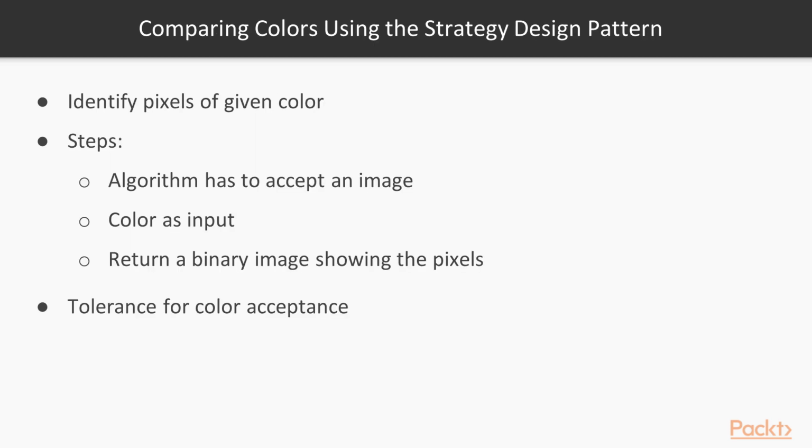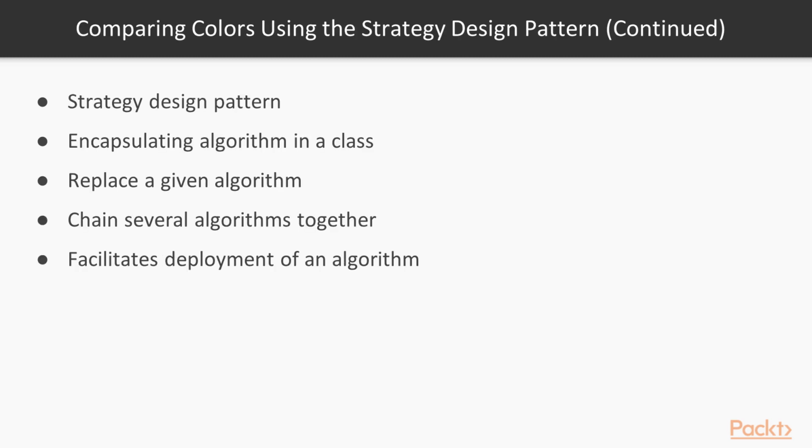Let's say we want to build a simple algorithm that will identify all the pixels in an image that have a given color. For this, the algorithm has to accept an image and a color as input, and will return a binary image showing the pixels that have the specified color. The tolerance with which we want to accept a color will be another parameter to be specified before running the algorithm. In order to accomplish this objective, this video will use the StrategyDesignPattern.